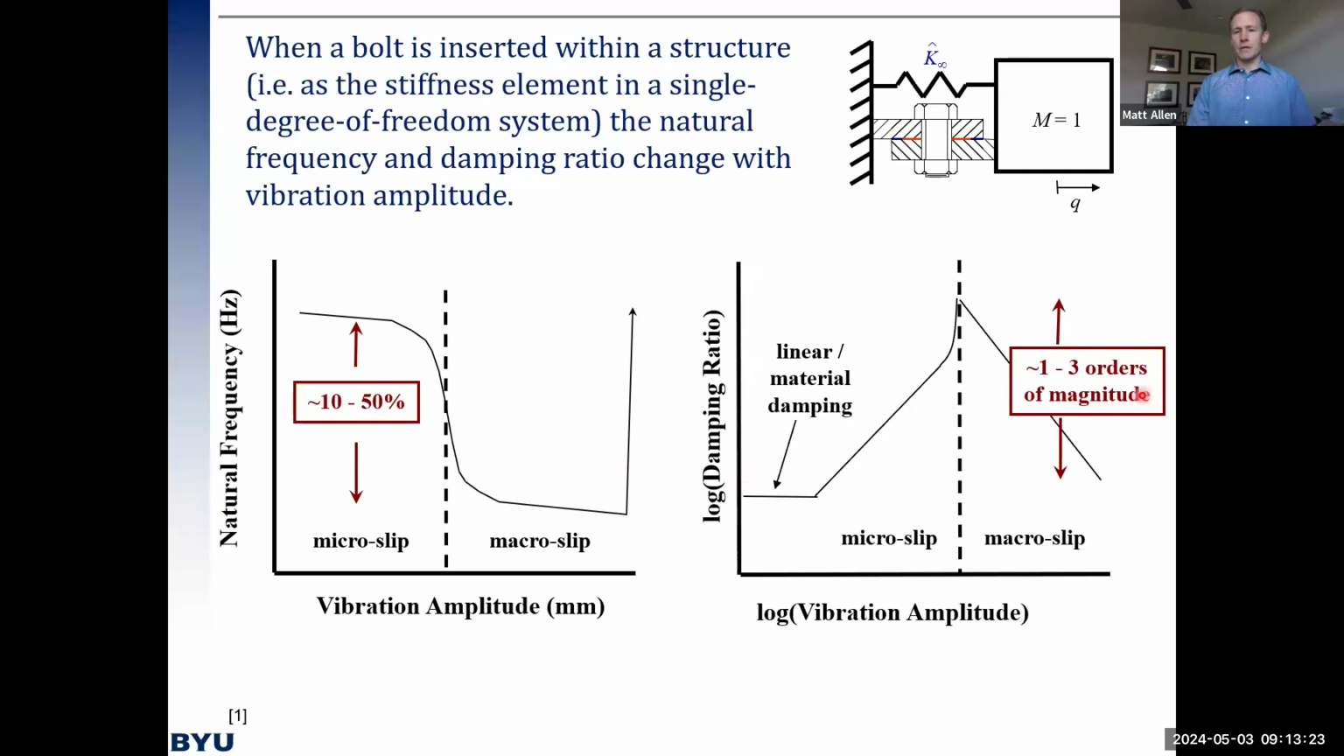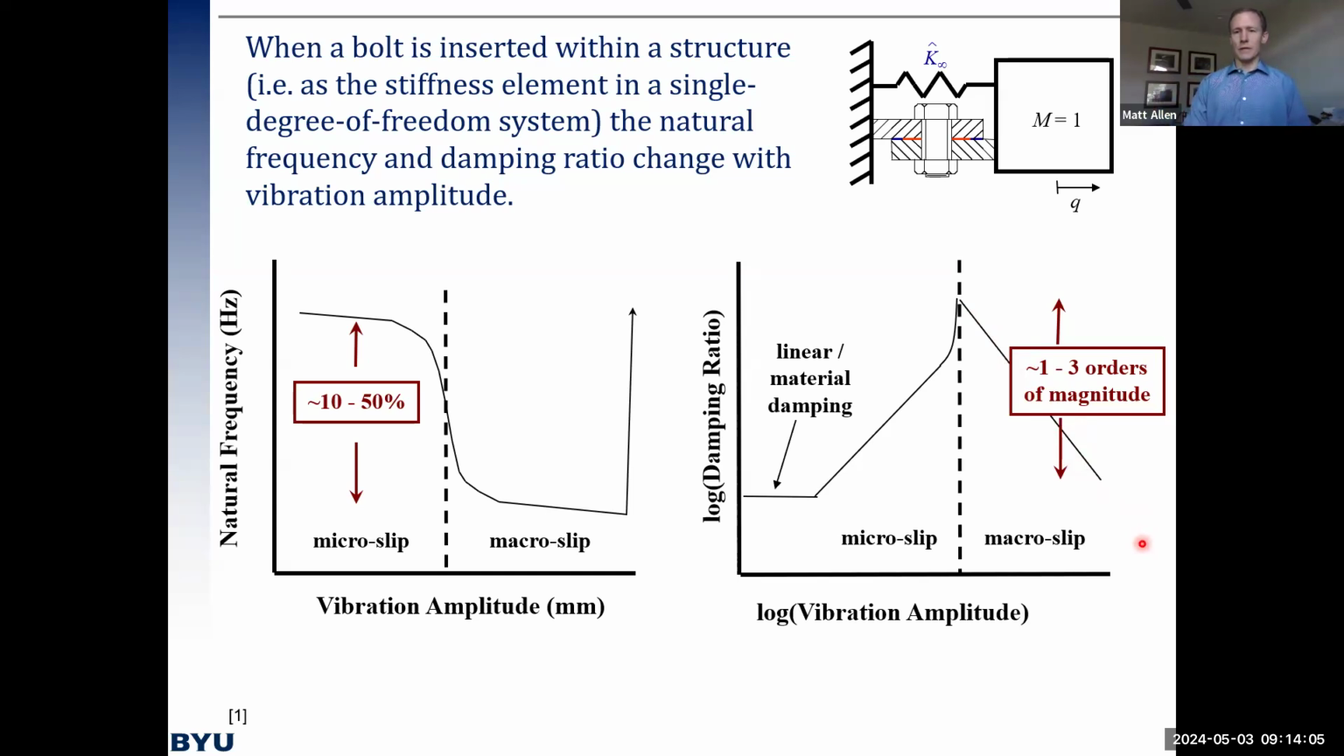But the damping can actually change by orders of magnitude. So without the bolted joint, we'd expect linear material damping at a very low level. The joint tends to cause damping to increase in a power law fashion. So the log of the damping goes up linearly with the log of the vibration amplitude until you hit macroslip, when you can get a big jump in damping and strong nonlinearity. And then beyond macroslip, the joint basically acts like a single Coulomb friction slider whose damping actually goes down as vibration amplitude goes up.